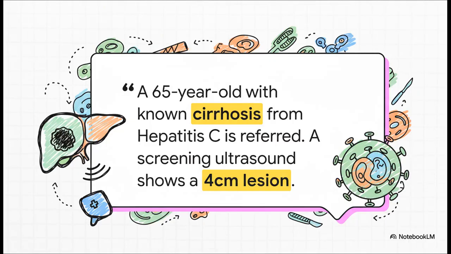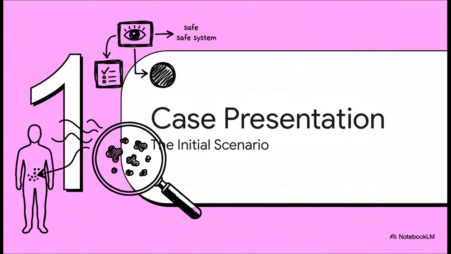Good morning, let's begin. A 65-year-old with known cirrhosis from hepatitis C is referred to you. A screening ultrasound shows a 4-centimeter lesion in the right lobe of the liver. How would you proceed? Thank you. I would approach this systematically, starting with the full assessment of both the patient and the lesion itself, just to make sure I understand the complete clinical picture.